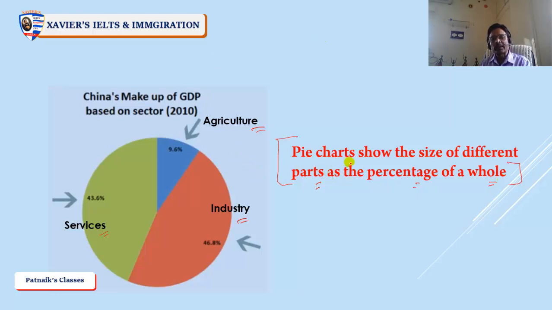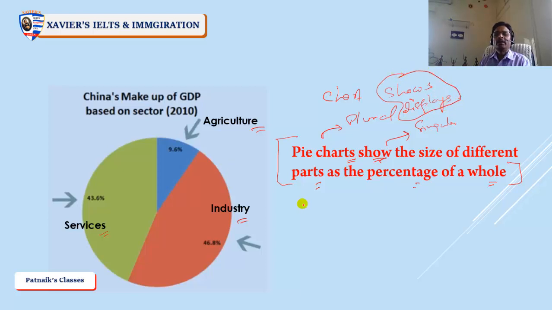And one more thing, here you see I have written charts. I have written in plural, right? Plural means the verb will be singular, right? Show, it will not come as. If I'm using pie chart, only one chart, then I will write pie chart shows or displays. Remember this thing, right? This is an important thing. So back to pie chart. So pie chart, the data is always represented in the form of a percentage of a whole, right?